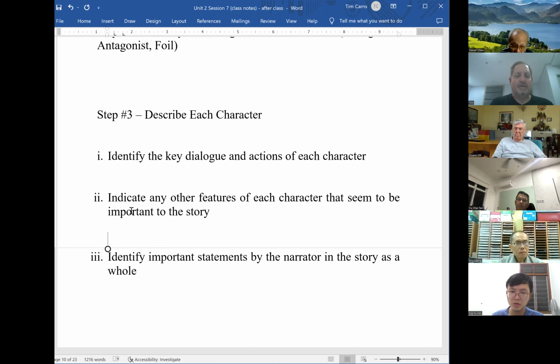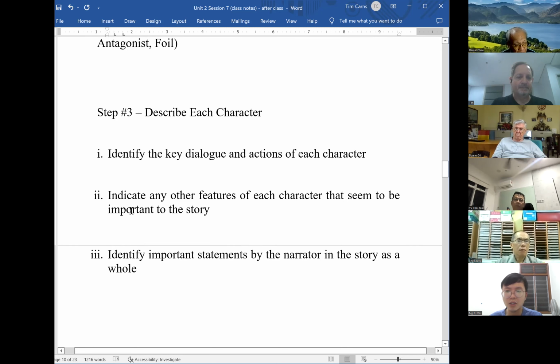Because of the importance of the narrator in these biblical narratives, I really think it's important to keep examining him, first scene by scene, just looking for specific details of narrator comments, and then in this step to step back and look, in a broader sense, at what seem to be important comments by the narrator in the story as a whole.